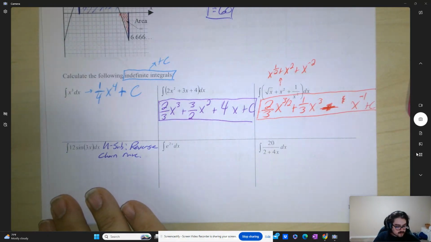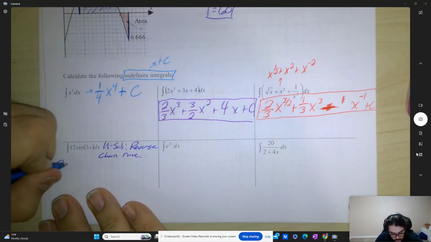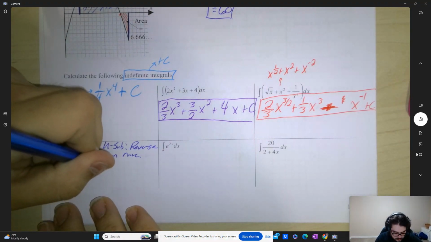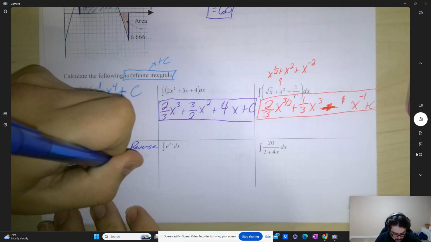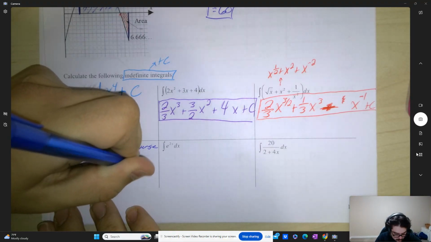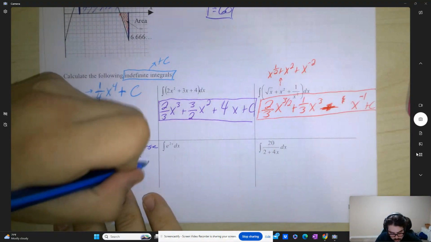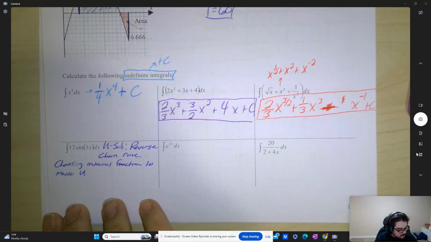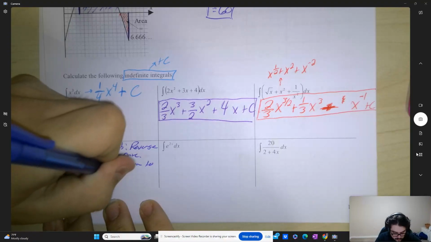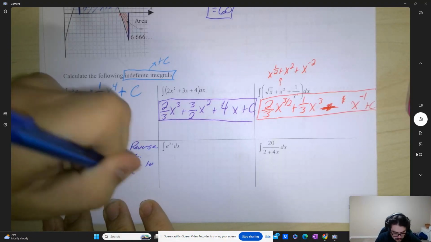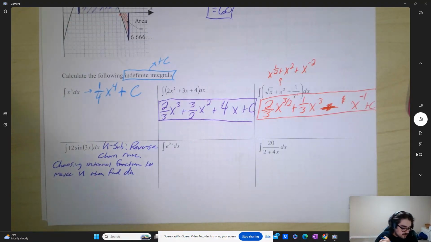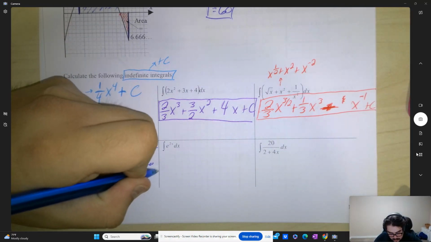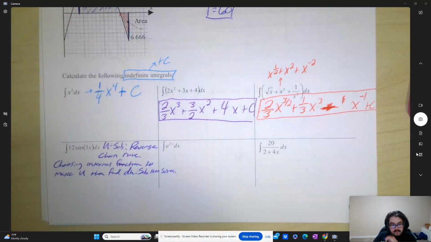You have to start by choosing the internal function. Choose the internal function to make u, then find du. Let me tell you how that's going to work. Then you substitute and solve.